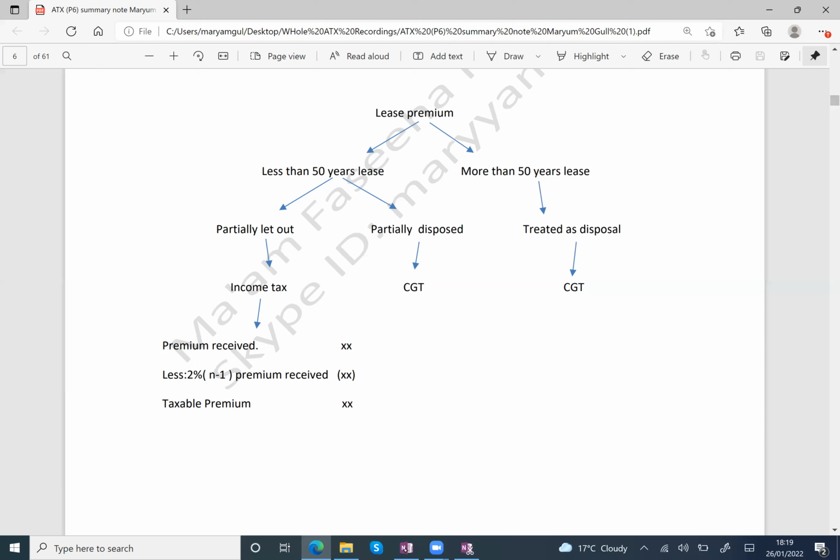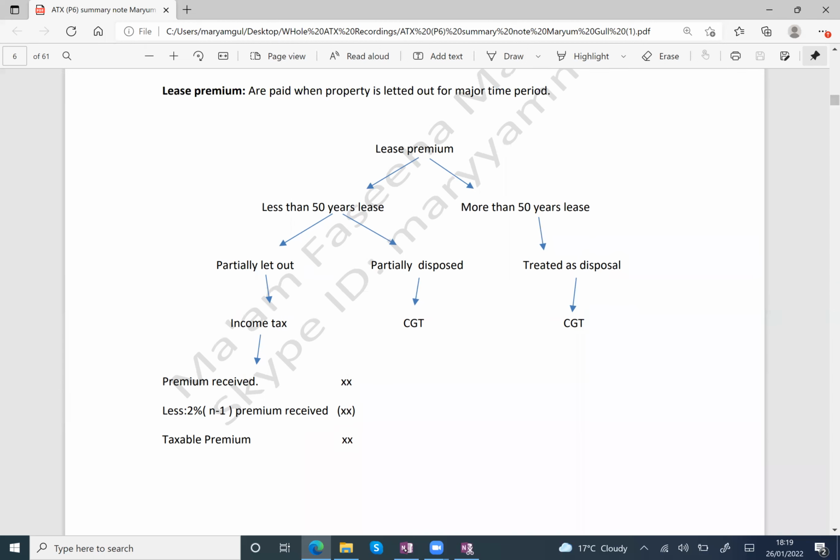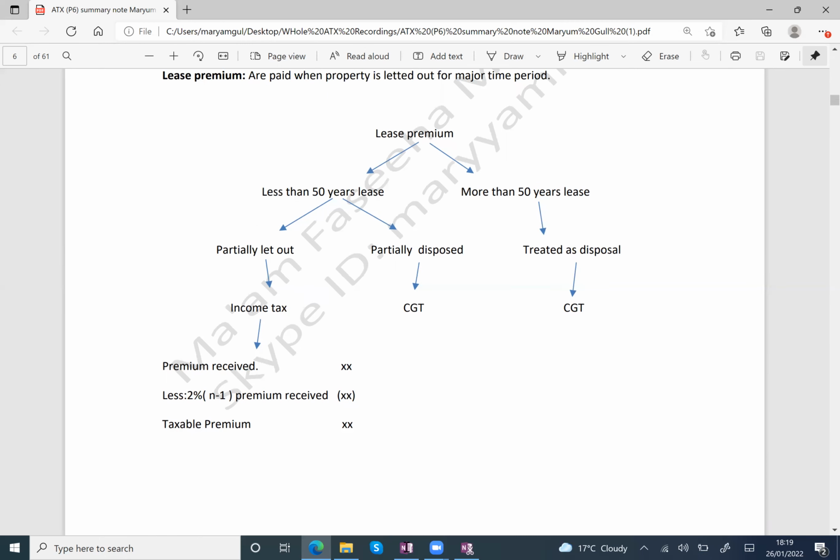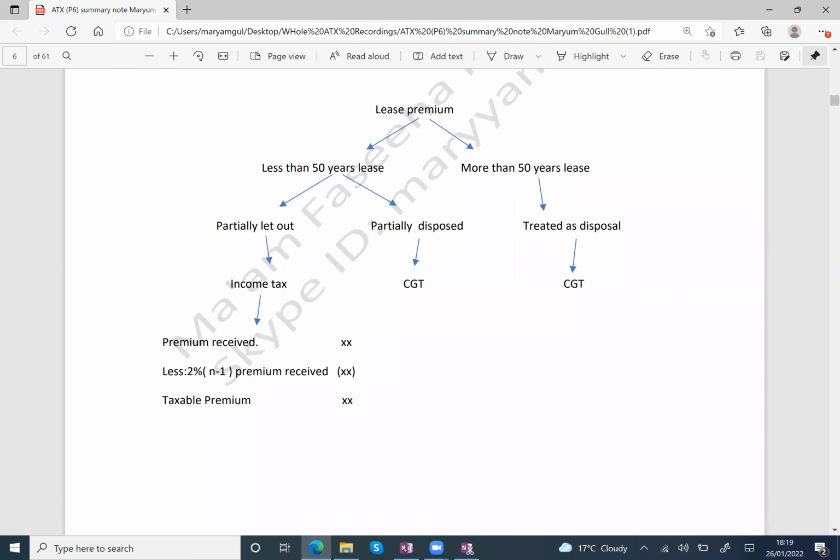Now on the left side, if you let the property on a less than 50-year lease, then you will make two treatments on the premium. On the right side you can see the arrow: partially you have to consider the property as disposed. So on that part of the premium, pay CGT. The CGT part we will do later in the CGT chapter. On the left side, partially you will consider your property as let out.